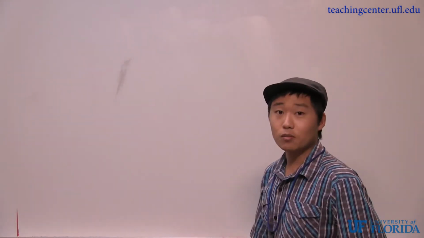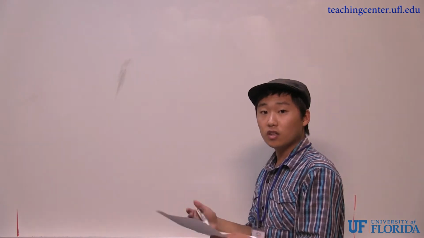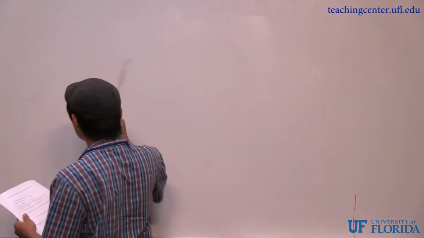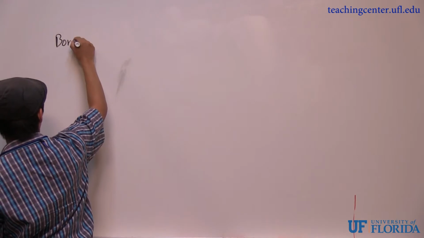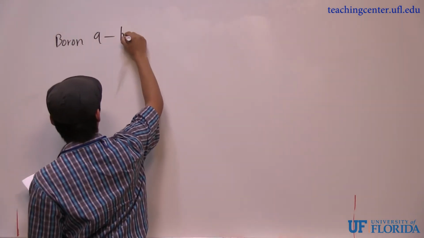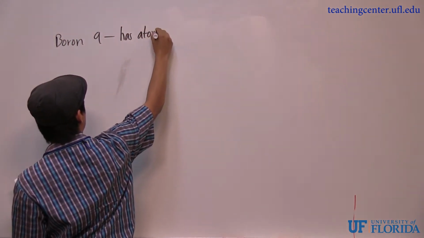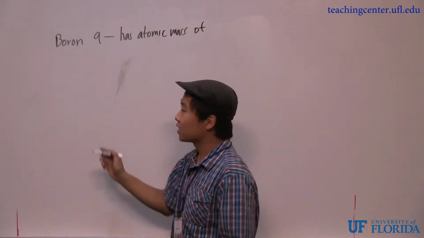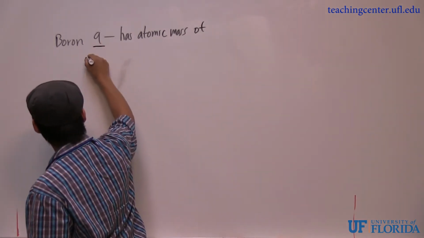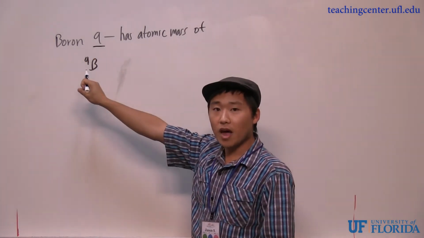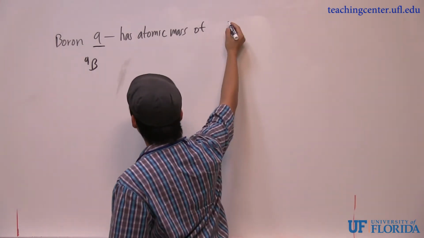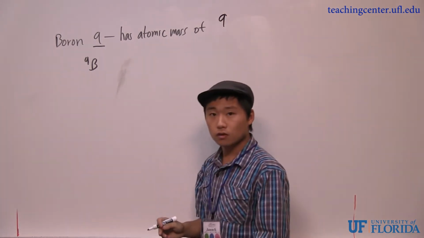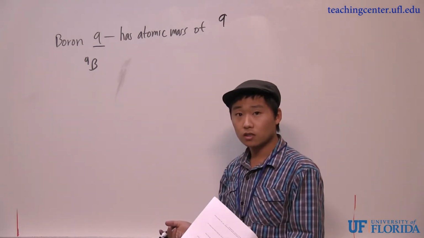Hi guys, let's do question number 2. Now question number 2 has a mixture of different atoms and isotopes, and it wants us to know different things about them. So first of all, it says here boron 9 has atomic mass of what? Well, remember guys, this is the same as me saying B9, and 9 is the atomic mass. So therefore, I can just say that boron has the atomic mass of 9. Okay? That one was pretty easy.